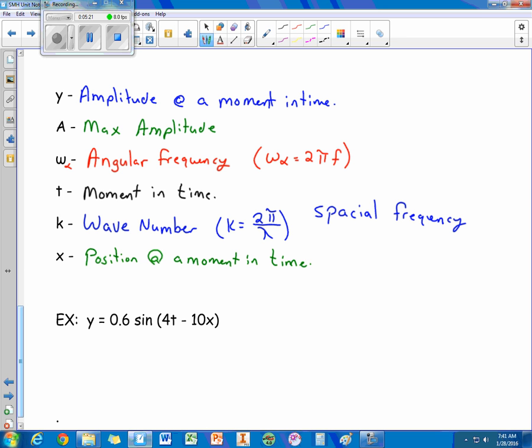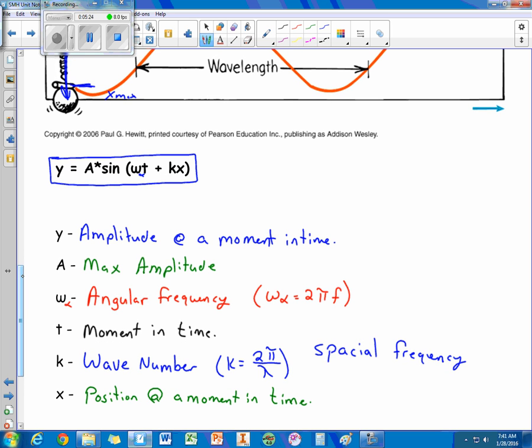Finally, in this model right here, positive means that the wave is moving to the left. If there's a negative here, it means the wave is moving to the right. Different textbooks will have different notations for that, so don't be surprised if you see the opposite, where negative means to the left and positive means to the right. I'm just going with this convention, but it just depends on what textbook you're reading.